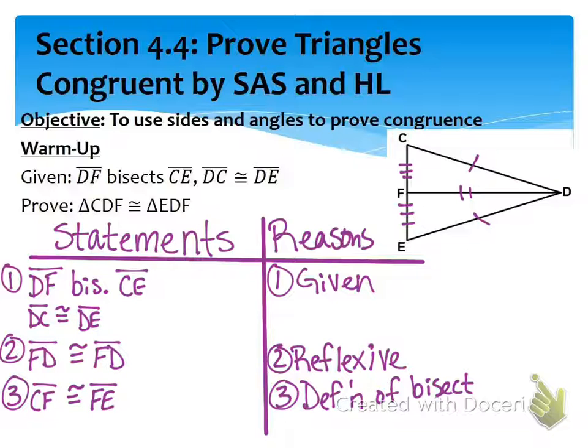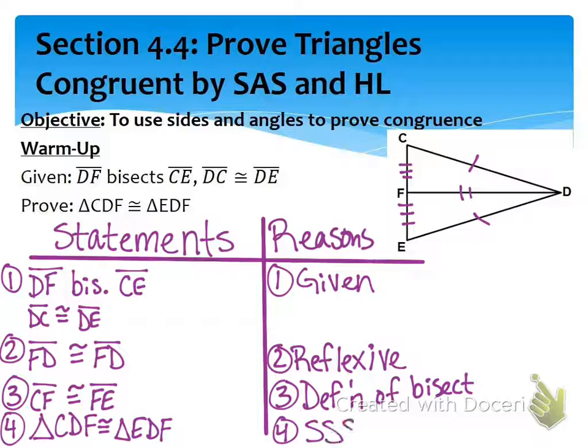Now that we've made all these statements, what are we ready for? The proof. So our last statement should always come directly from what they asked us to prove. And we are ready for that. Triangle CDF is congruent to triangle EDF. Why is that? Side, side, side, or SSS for short. If all three sides of one triangle are congruent to corresponding sides of another triangle, the triangles are congruent. So that's a quick recap of what we looked at on Friday.